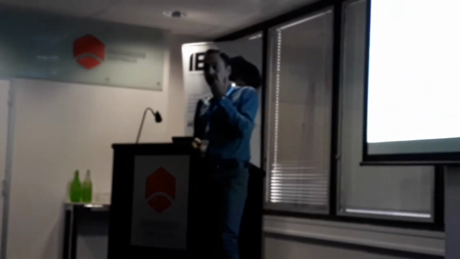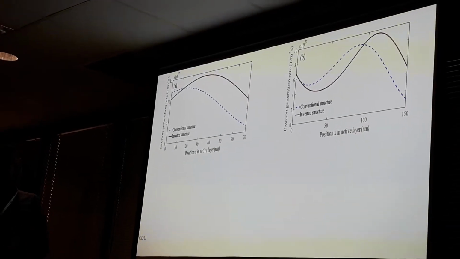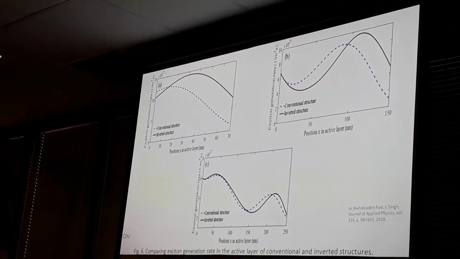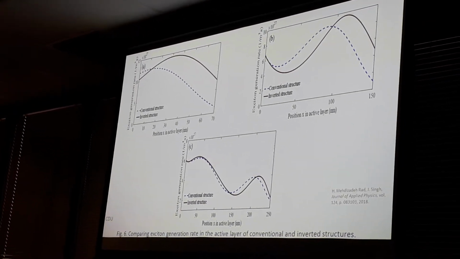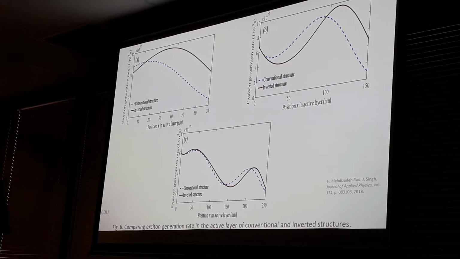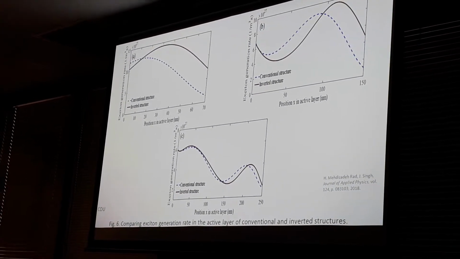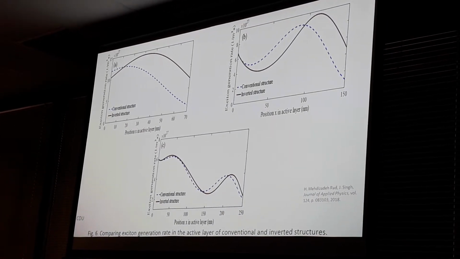In order to investigate the reason for this increment in efficiency in the inverted structure, we have plotted the exciton generation rate as a function of position x in the active layer for three different active layer thicknesses, 70, 150, and 250 nanometers. And we have calculated the areas under these curves, which show the total exciton generation rate or total absorption. The results have shown that the total absorption of the inverted structure is higher than the conventional structure, and this is the reason for higher efficiency in the inverted structure.